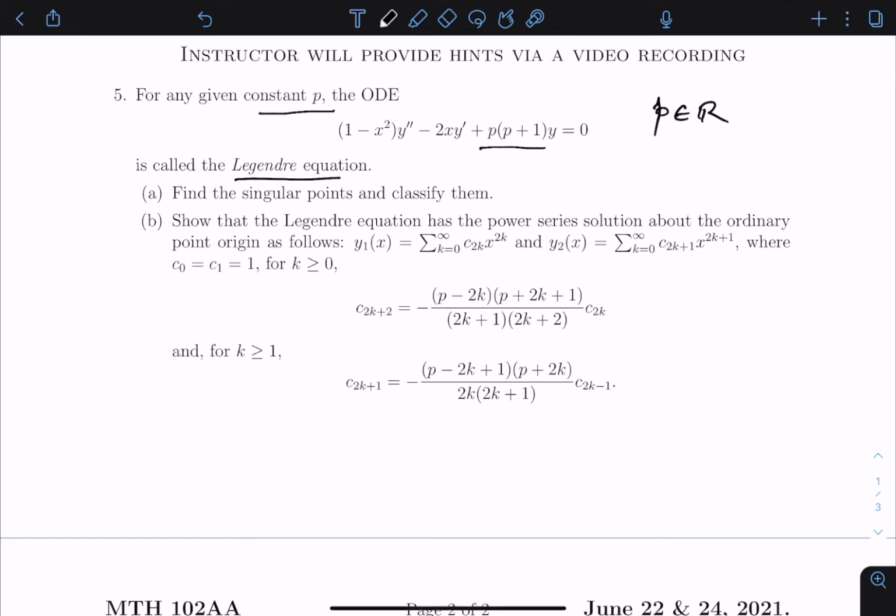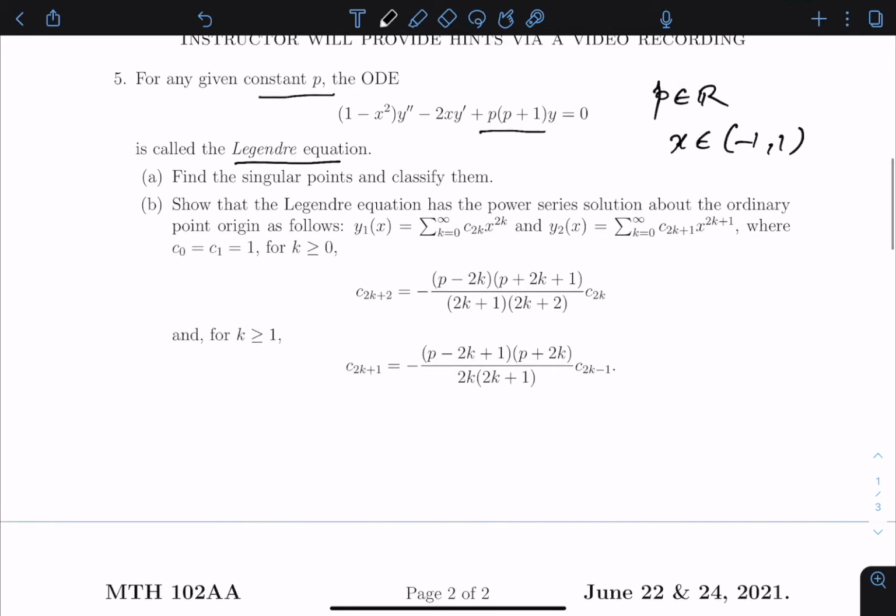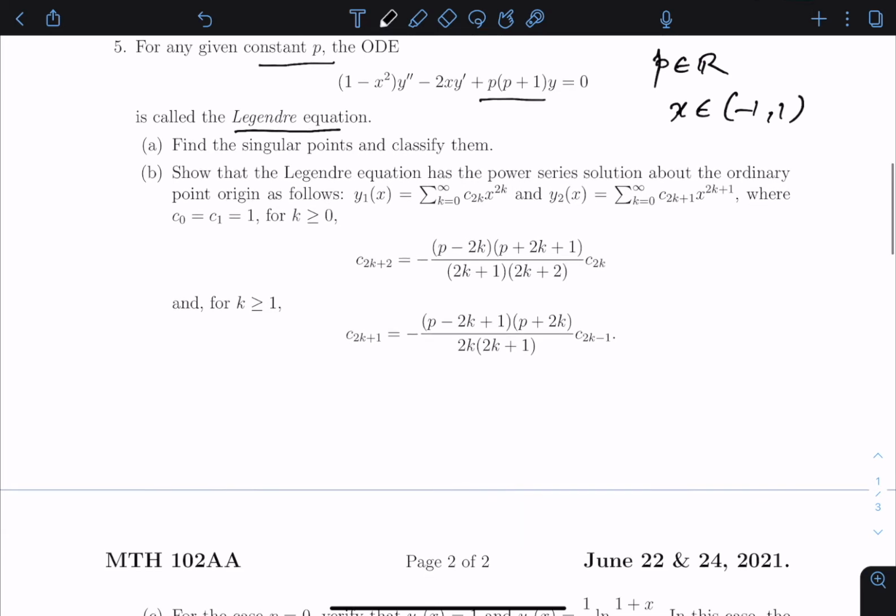We have not given the domain here, it doesn't matter. Ideally, if you want to solve it, we usually solve it in the region when x is in (minus 1, 1), but that doesn't matter. Let's not worry about that. Whatever we are doing here is valid in the entire R except a few points, that we will see later. First question, 5a, is asking you to find all the singular points and classify them.